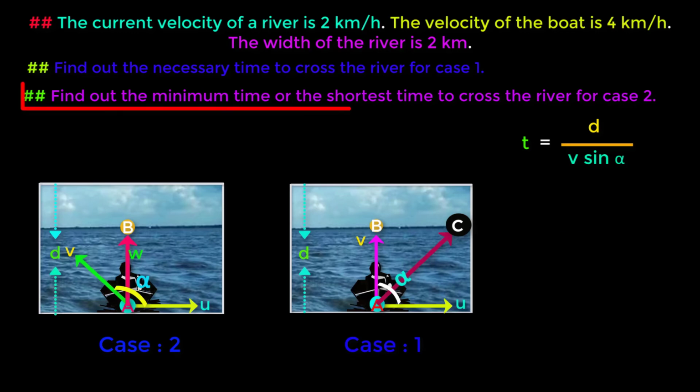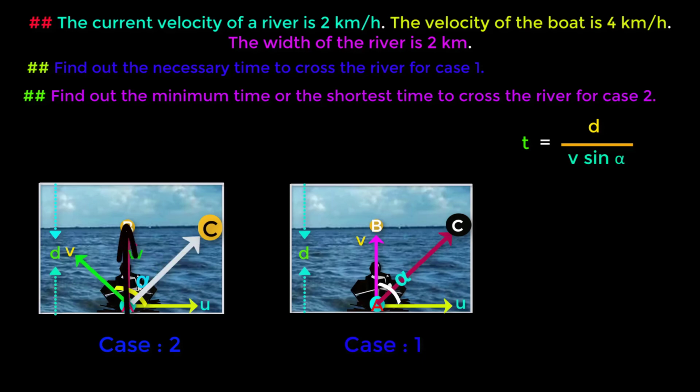Now look at the question again. Determine the minimum time to cross the river. According to the question, if we want to find out the minimum time, then the boatman Kamal must row his boat along this minimum distance. Though he will not reach this point, he will reach somewhere. Suppose he will reach this point C. This new direction is called resultant.